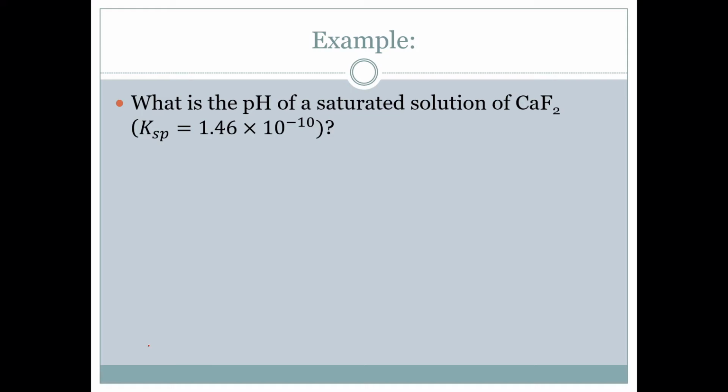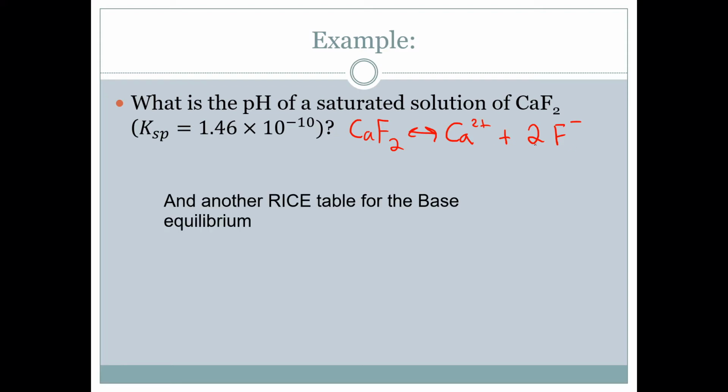Calcium fluoride has a Ksp. So here we actually have a substance that does not fully dissolve. Calcium fluoride will form calcium and fluoride ions. This will actually require us to do RICE tables. One for this equilibrium, another RICE table for the actual base equilibrium. This will require a lot of room.